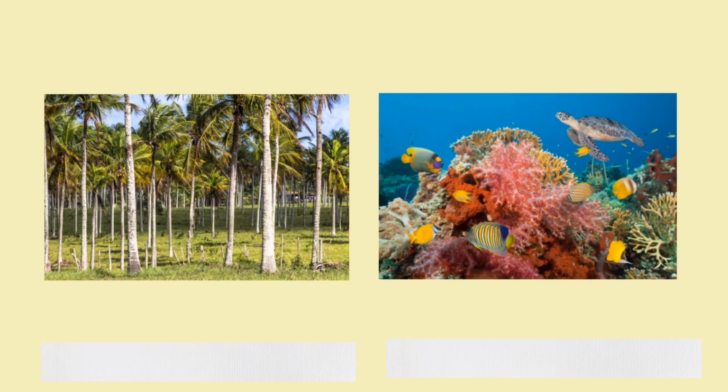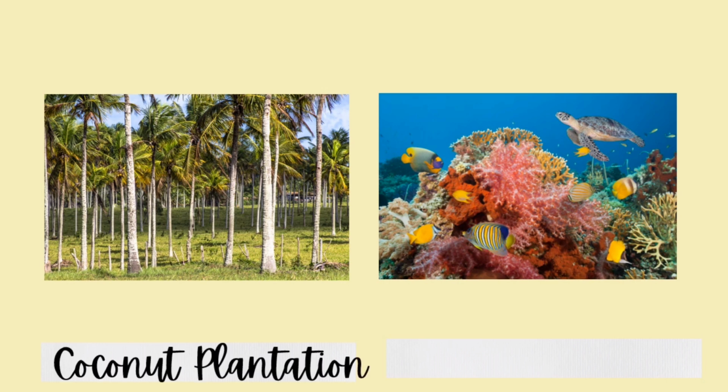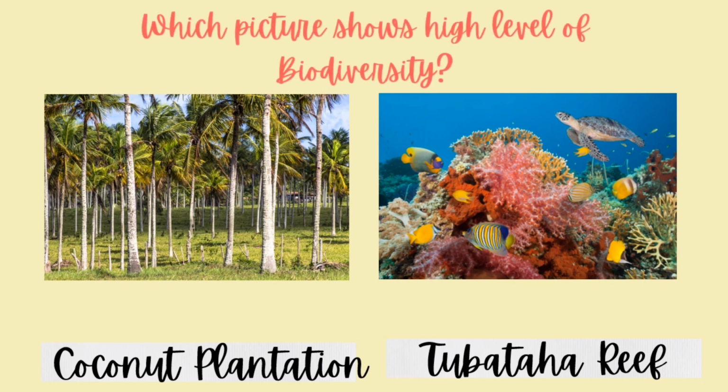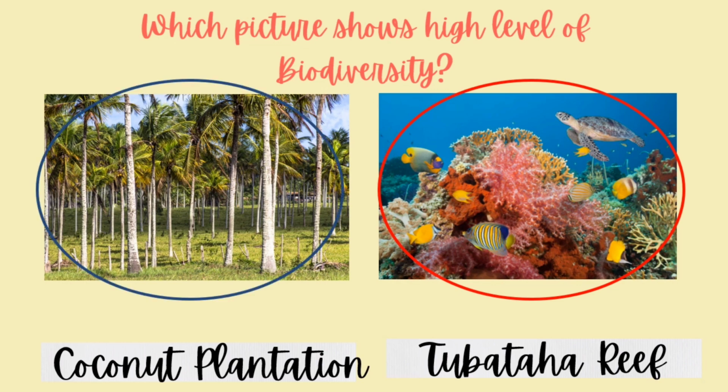Now, what can you say about these two pictures? The first picture is the coconut plantation and the second picture is the Tubataha Reef. Which picture shows the high level of diversity? That's right, Tubataha Reef. The Tubataha Reef has different kinds of aquatic species and is more diverse than the coconut plantation. How about the population? As you can see in the pictures, Tubataha Reef or marine ecosystem has different groups of organisms of the same species than a coconut plantation, with a lesser group of organisms being dominated by coconut trees. In short, Tubataha Reef has more population than the coconut plantation.